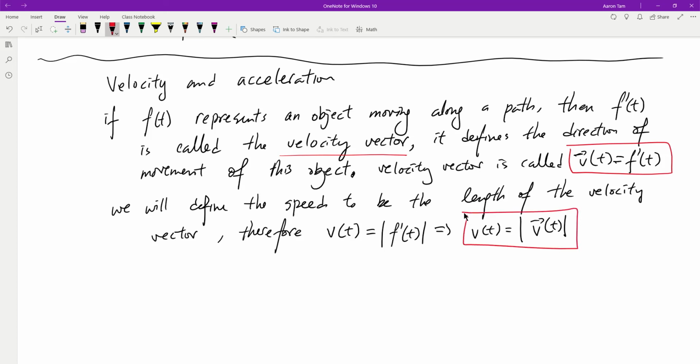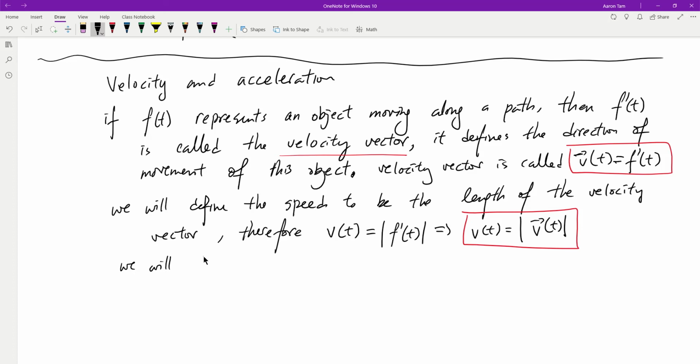So here's what vector v of t is. This is what v of t is. Okay. Important to know the distinction between the two. But before I do that, let's talk about acceleration also. So what do you think is acceleration? Well, simple. Acceleration will be the derivative of the velocity.